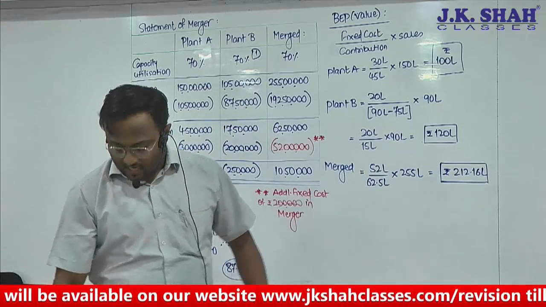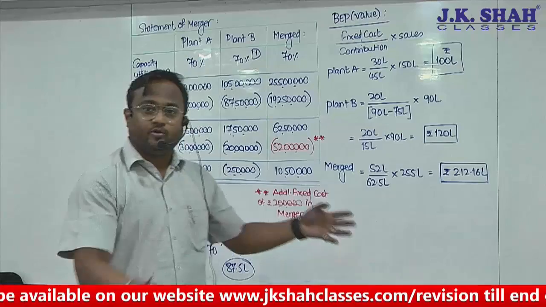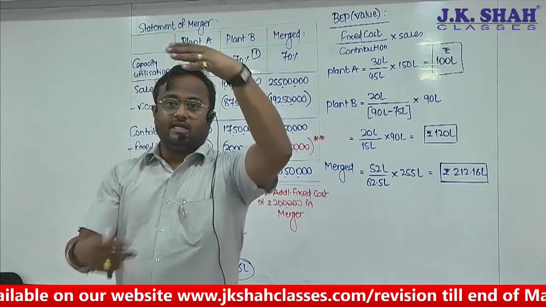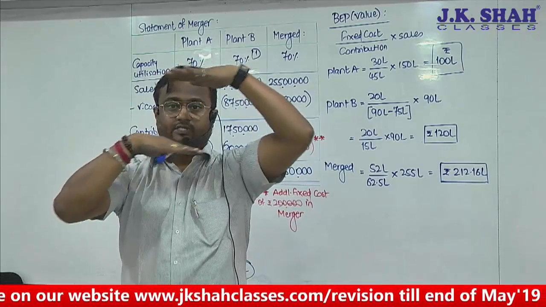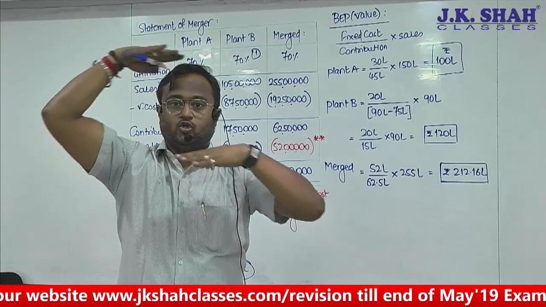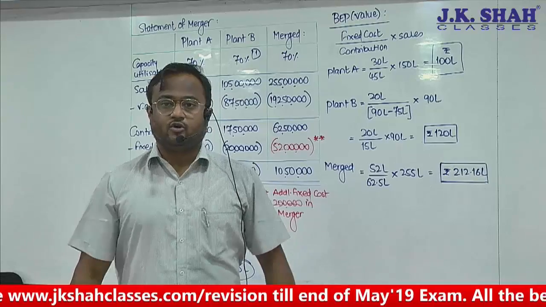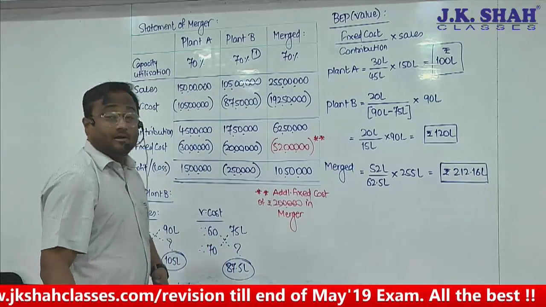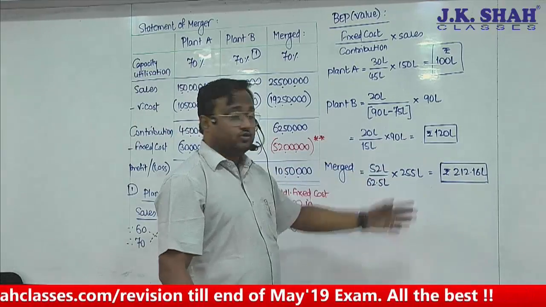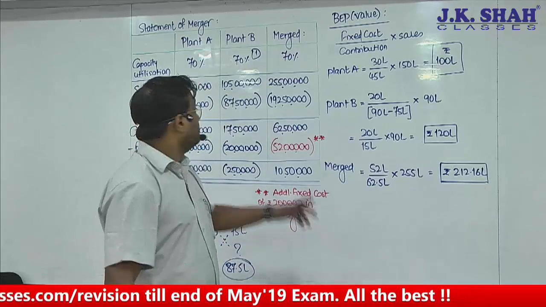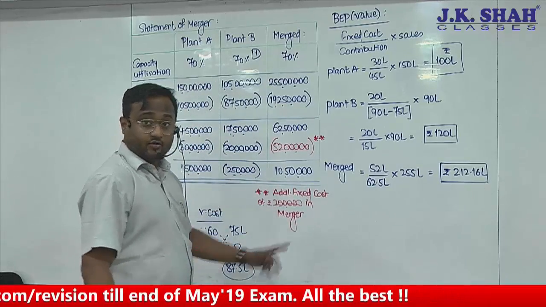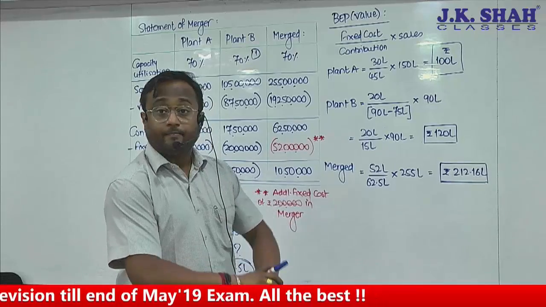Your break-even is an outcome of fixed cost and PV ratio. Your PV ratio is based on sales and variable cost. That relationship is the same. Fixed cost is also the same. No change in PV ratio, no change in fixed cost, so your break-even will also be the same. But I just wanted to avoid the confusion, so I went for this. But I proved it on the basis of this as well, that your final answer remains.